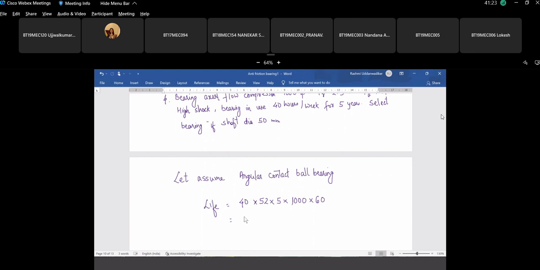$624 million. Million revolutions. What next? We have to get the equivalent load.